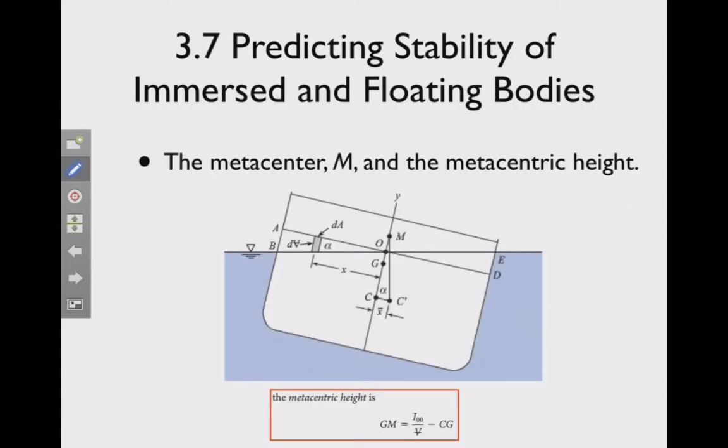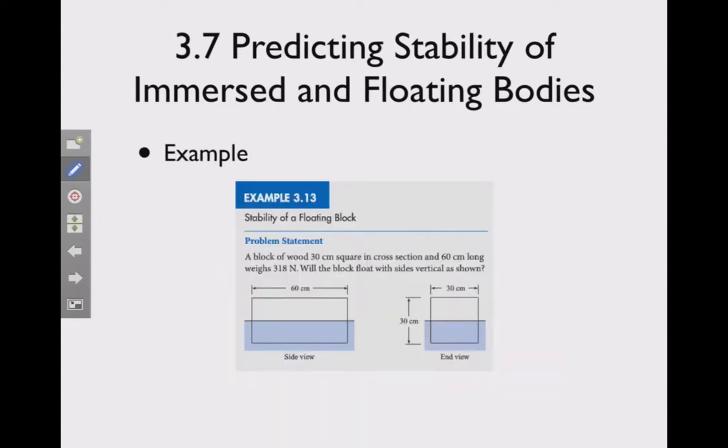What we'd like to do today is example 3.13, and determine whether this situation is stable. At first glance, you would think that it would be. It looks like a stable situation. We have a block of wood that's 30 centimeters square in cross section, as you can see from this diagram, and it's 60 centimeters long. It weighs 318 newtons, and the question is, will the block float with its sides vertical as shown?